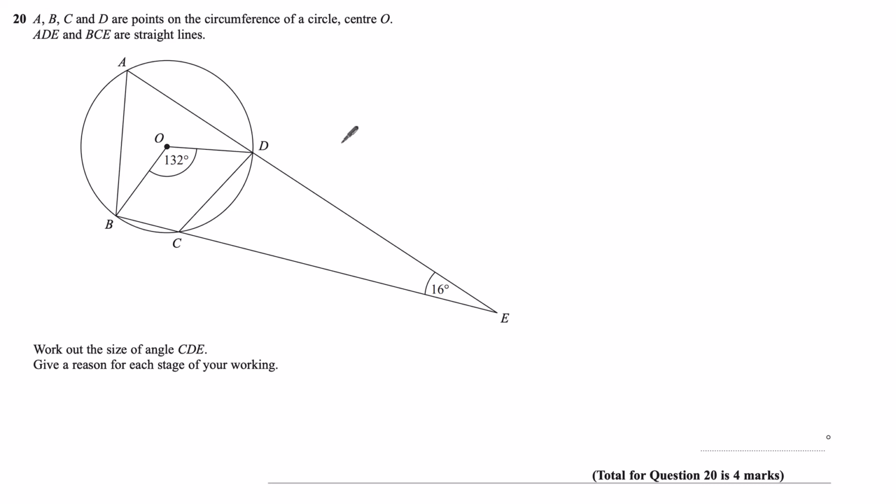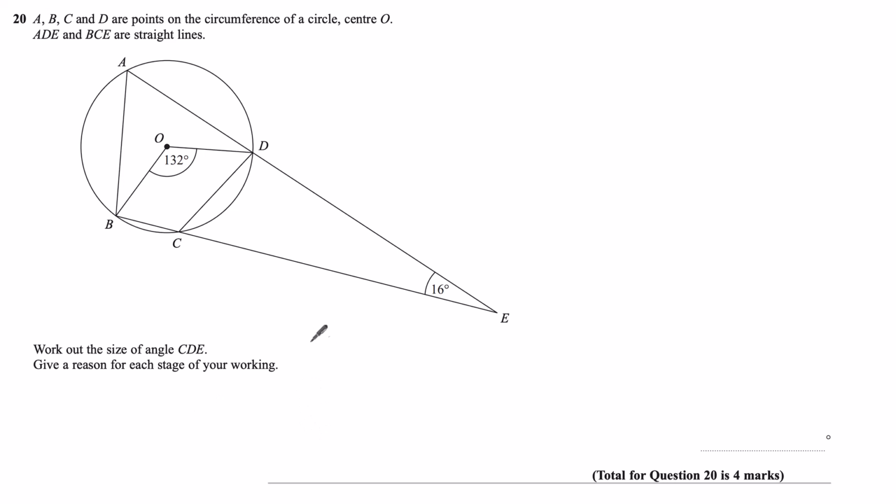Question 20. A, B, C and D are points on the circumference of a circle, centre O. A, D, E and B, C, E are straight lines. Work out the size of angle CDE, giving a reason for each stage of your working.